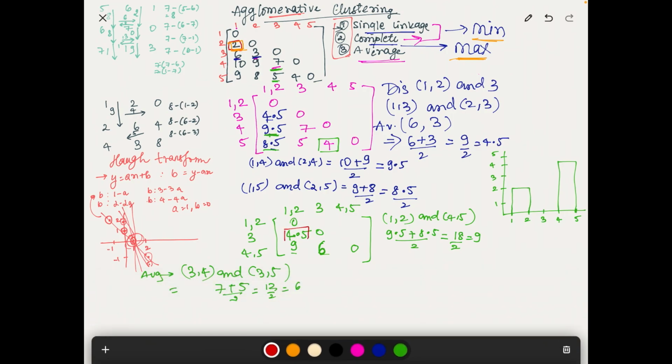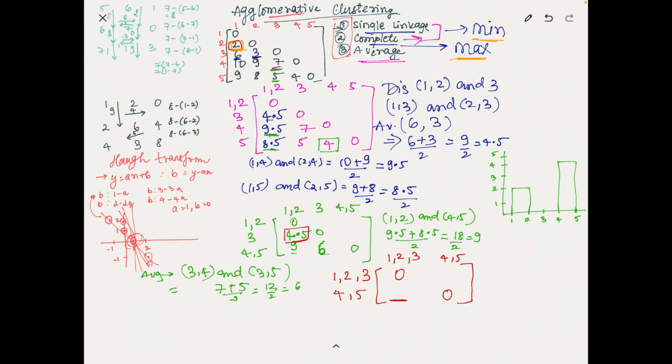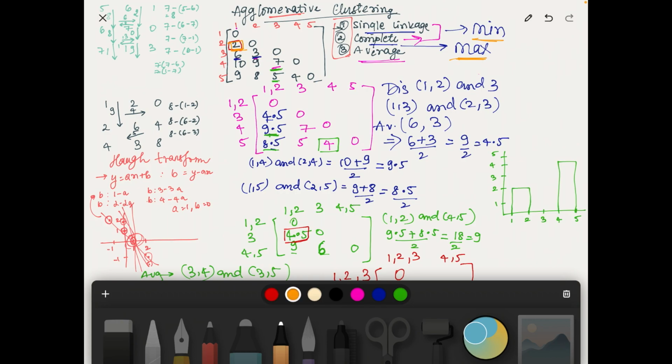Now we have these values. Again we can cluster this part over here. That is 1, 2 with 3, and that's going to be 4, 5. So this is 1, 2, 3, 4, 5. The diagonal elements are going to be 0. I just have to find this value over here. It is going to be the distance of 1, 4 plus 2, 4 plus 3, 4 plus 1, 5 plus 2, 5 plus 3, 5, divided by 6. So the average is going to be like that. You just add 10, 9, 9, 8, 7 and 5 divided by 6, and you get 8 over here. So 8 comes out to be our value here.